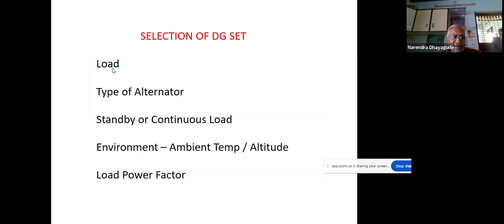For selection of DG set, there are multiple parameters, but basically DG set is selected on the basis of load, then the type of alternator, then whether it is a standby duty or continuous duty.